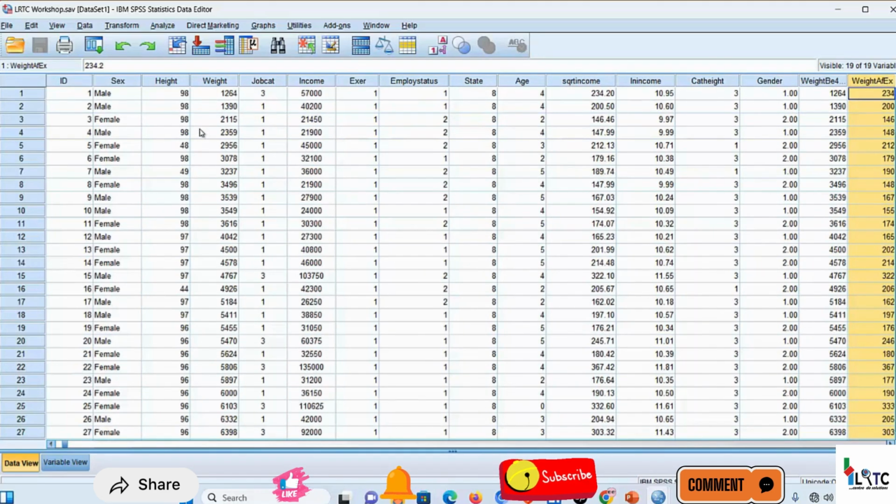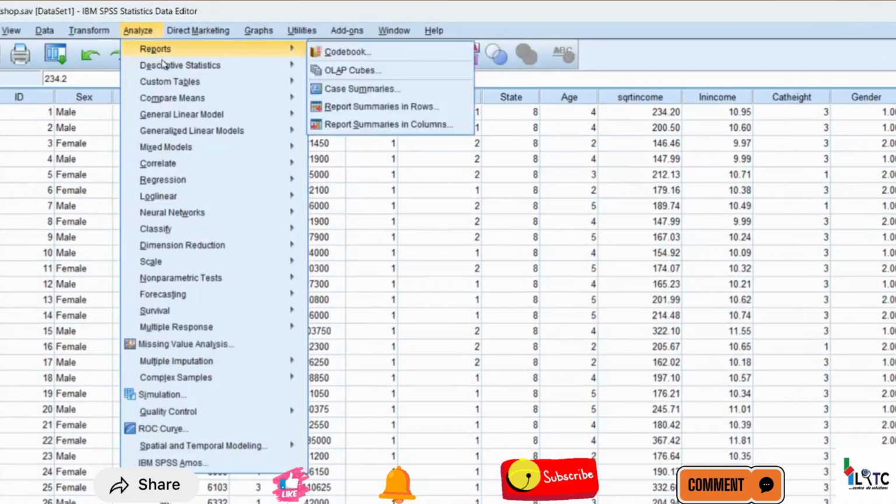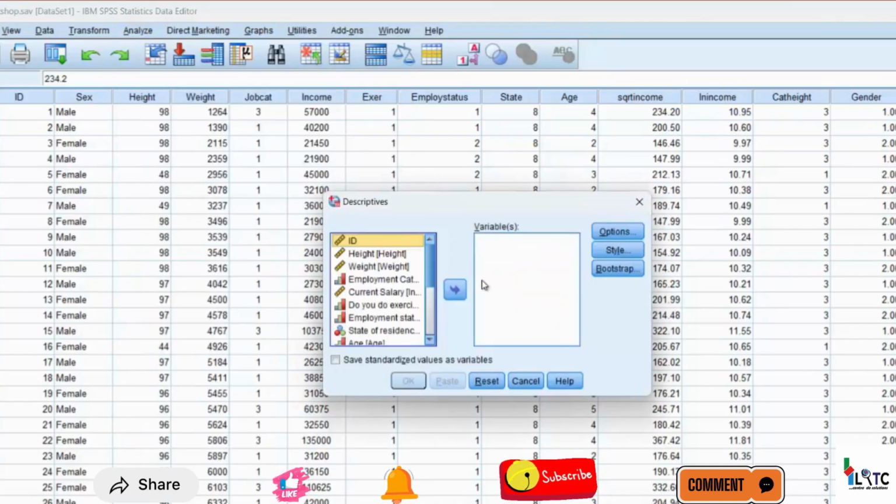Now, to do your descriptive analysis in SPSS, the first thing you need to do is go to Analyze. You click on Analyze, then here you see Descriptive Statistics. So you select Descriptive Statistics. In the previous video, I selected Frequencies, but in this case, you have to select Descriptives. Once you click on it, this window will open, which is very similar, even the same. The only thing is the options here are different from the other one.